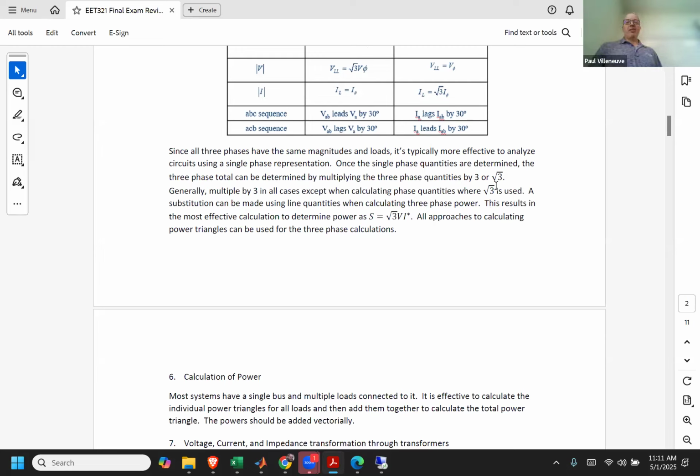The only time I see square root of 3 here is in this calculation for S, for the total S for a 3-phase system. And that's only because I've snuck in not phase voltages, but line voltages and line currents. So I made a substitution to do that. And this equation is the easiest equation to use because most of the time you're going to be given line quantities when you do your calculation. So if you use that one and you use the line quantities, it makes things quite a bit easier.